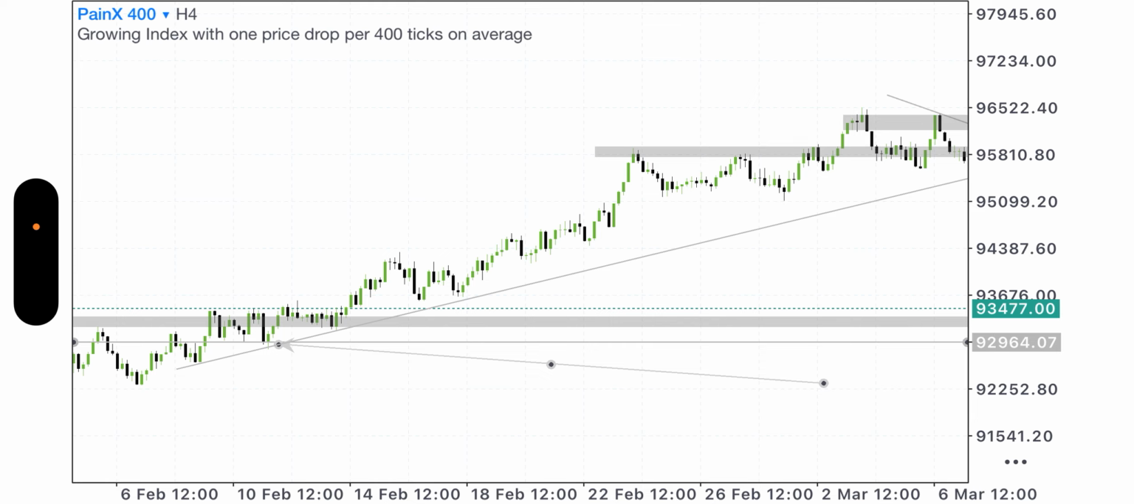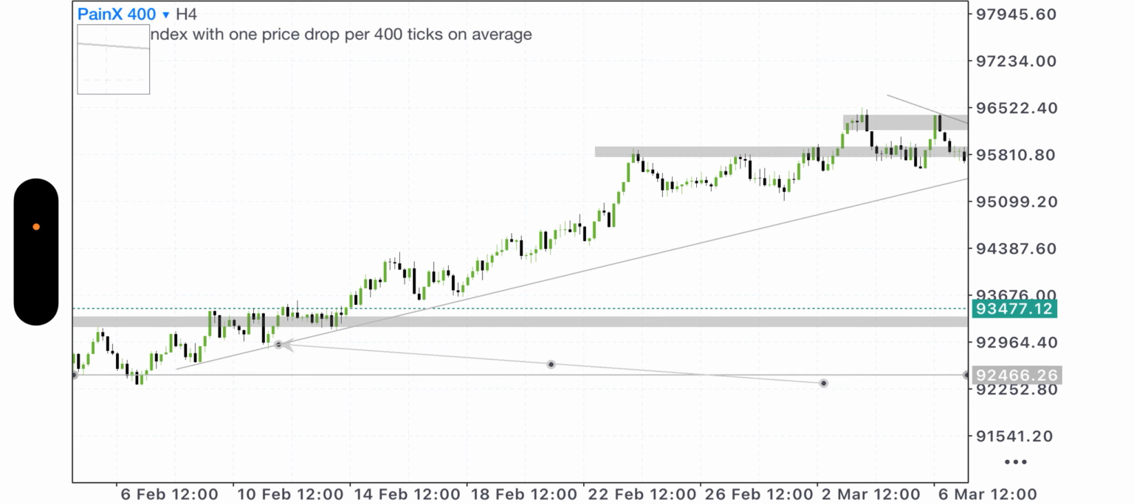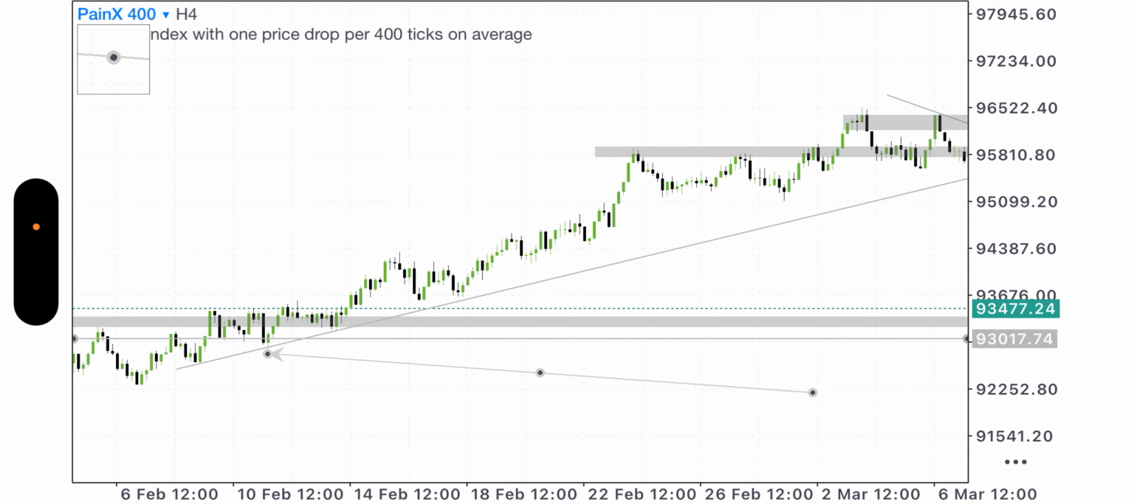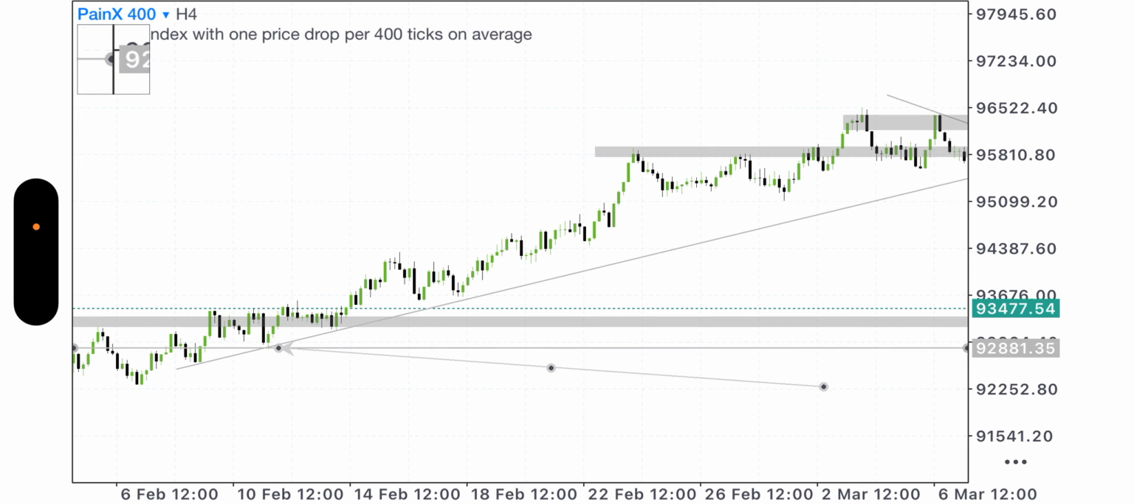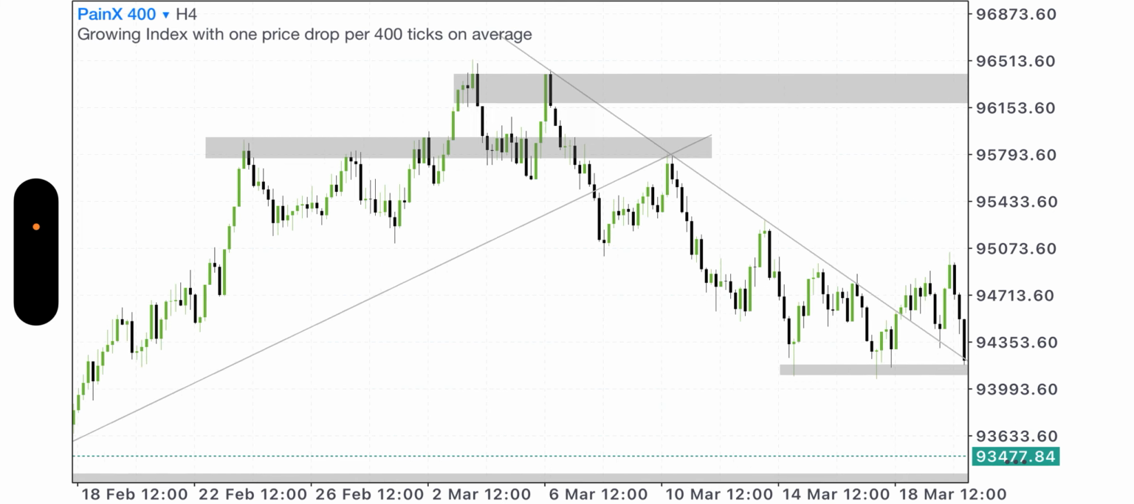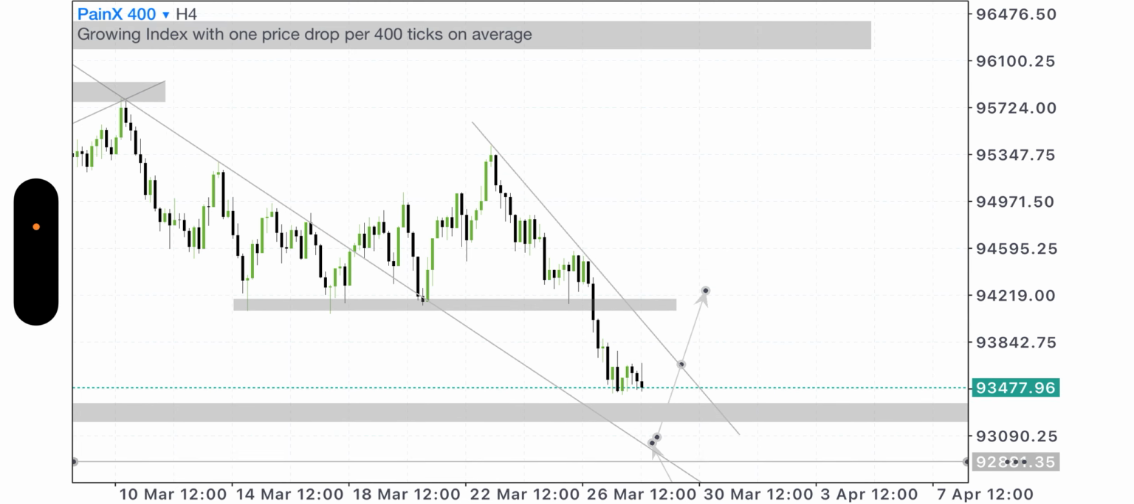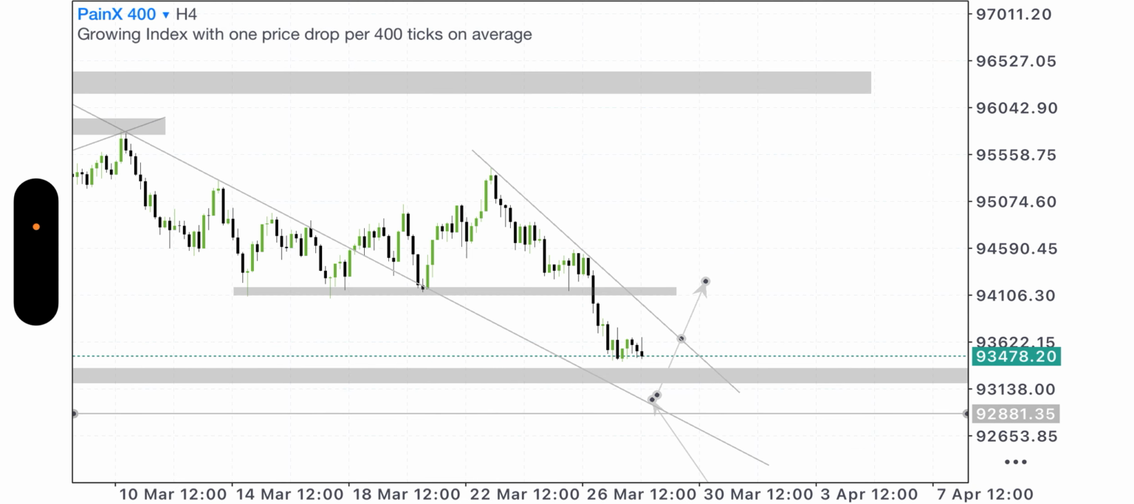As we can see, there was a second touch on the trend line there at this point. This is 92.881, right? Exactly. So this is what we have, guys. This is how you break down a pain index. This is how you trade like a pain index. This is how you do the top down approach, and you actually find better entries from your top down analysis.